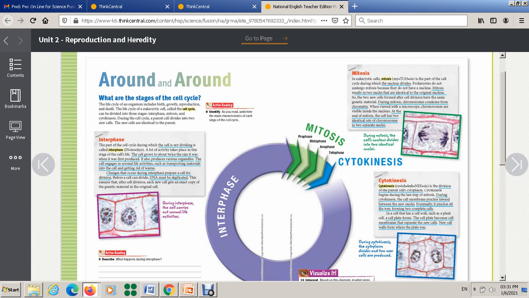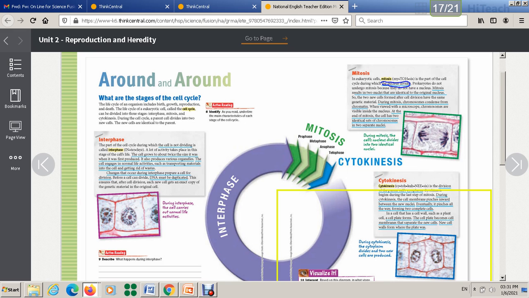Mitosis happens in eukaryotic cells, so you have to know that mitosis is a part of the cell cycle during which the nucleus divides. Put in your mind that mitosis doesn't occur in prokaryotic cells. As you know, prokaryotes don't have a nucleus, so that's why there is no mitosis.